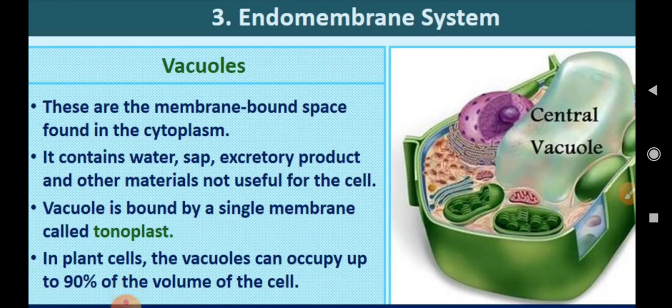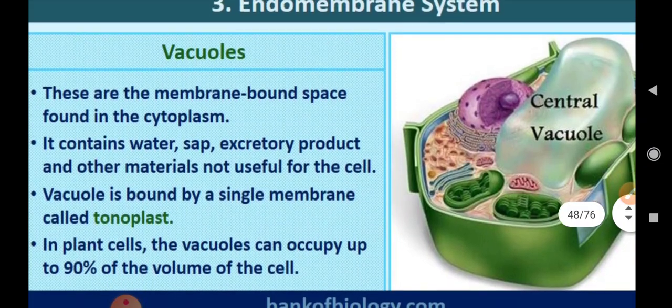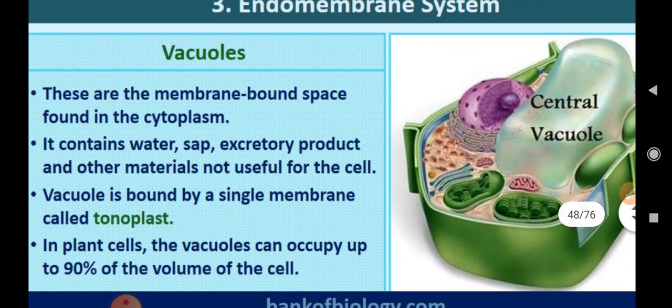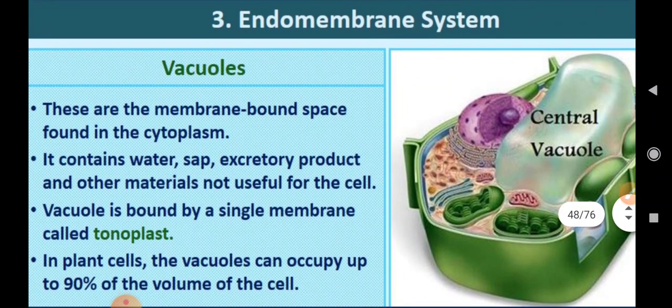So vacuole is also a part of the endomembrane system, and we know that vacuoles are nothing but membrane bound spaces found inside the cytoplasm. Basically each cell contains these vacuoles, which contain either water, some saps, sometimes excretory products, or other materials also. And if they are not useful, they are stored in it.